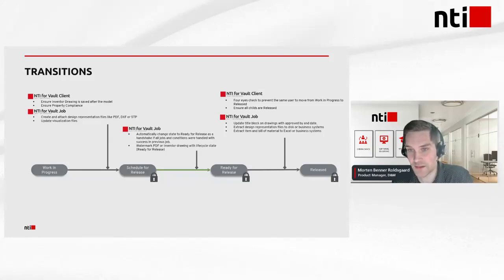And in this transition, we can also make NTI for Vault job use the job processor. We can update the title block, and that could be in order to add different information about who approved this and the date. We can also extract the design representation files at this point. It might be that in the final step, where we go to the released state, we also want to extract the files and put them on disk, or we want to integrate to another business system at this point. And we could of course also extract the bill of material into an Excel file or another business system.